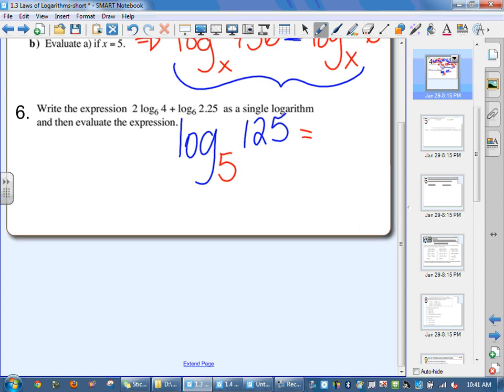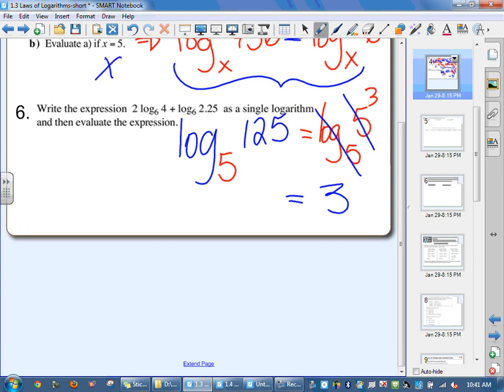We know that 125 gives us 5 cubed. So that's like saying log base 5 of 5 cubed. And what do we know when the argument and the base match? They cancel or drop. So your answer is 3. Okay, that would be the part B up here. That goes right here. I just write really big. Okay, that's what we get for that section.